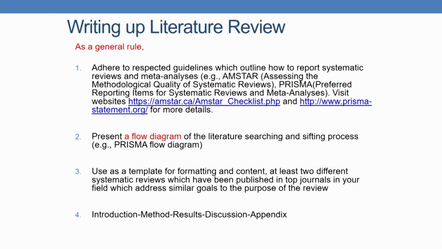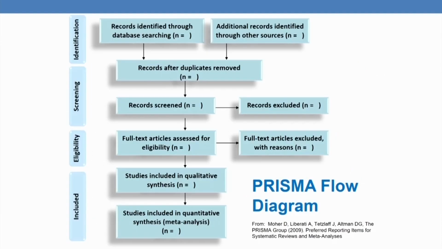We can also present a flow diagram of the literature searching and sifting process. In this lesson, towards the end, I have shown a PRISMA flow diagram. We can use as a template for formatting and content at least 2 different systematic reviews which have been published in top journals in the field, which address similar goals to the purpose of the review. This is the PRISMA flow diagram, which follows the systematic review of literature process.